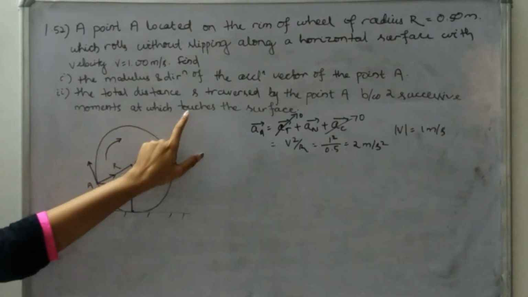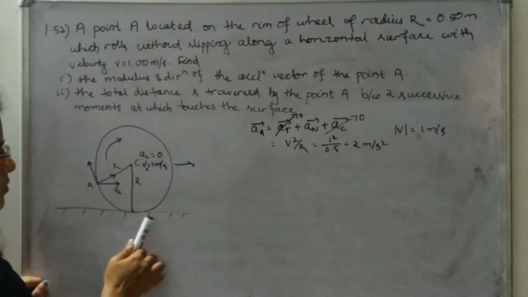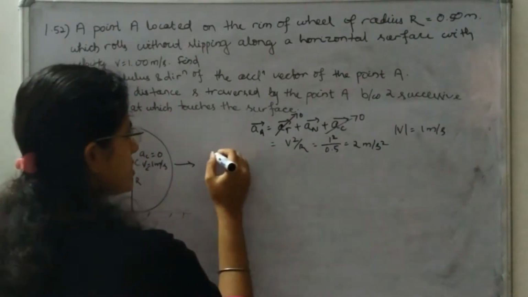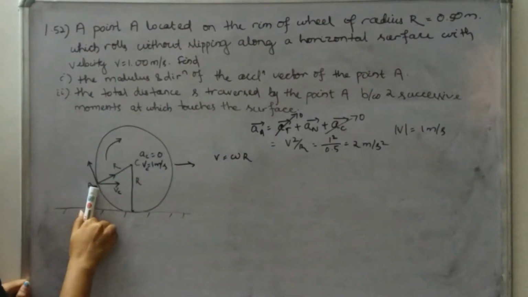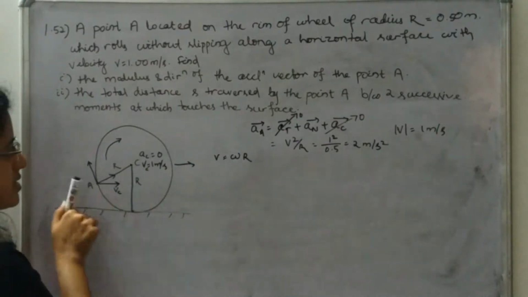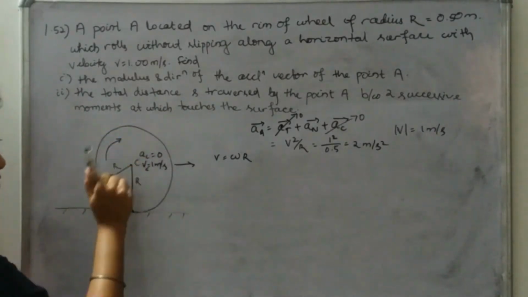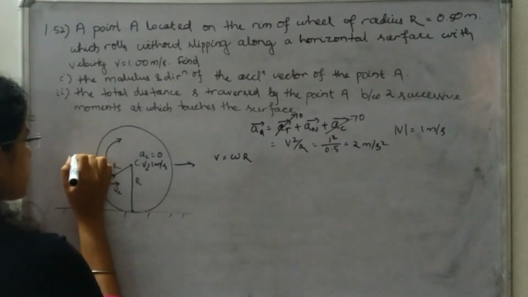Next, the second question: the total distance traversed by the point A between two successive moments at which it touches the surface. After touching the surface, it again comes back to this point. So v is equal to omega into R. This point now has two velocities, one along this direction and one along the tangential direction. Omega is the angular velocity with which it rotates.